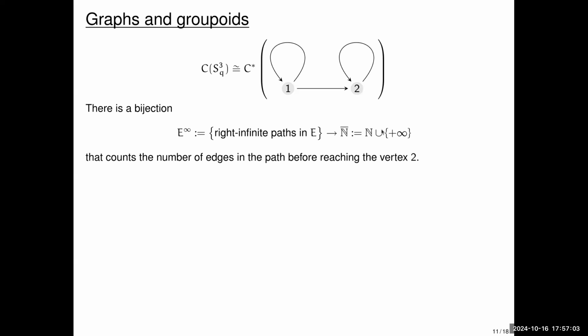Okay, here actually there is a topology. The one on the right is the one-point compactification of the natural numbers. Infinity is when you never reach 2. You do infinitely many loops. Now there is a topology on this E infinity, such that this becomes the space of objects of a topological groupoid, the path groupoid of the graph.